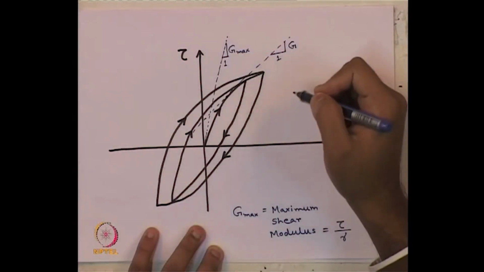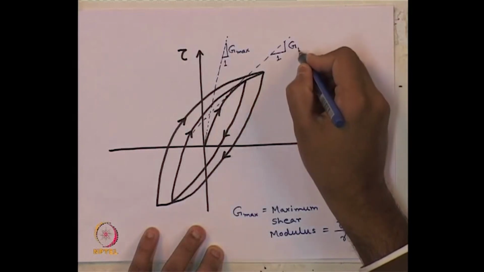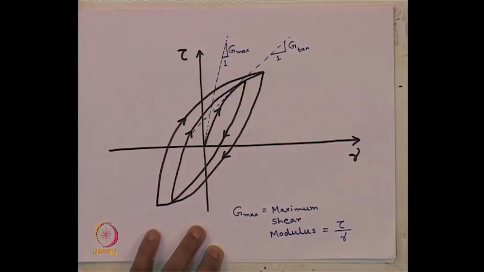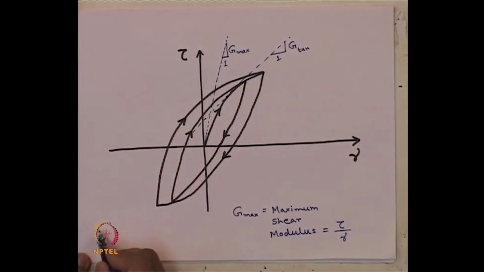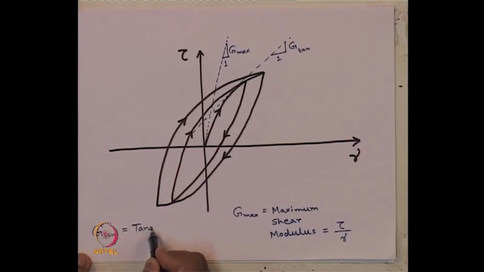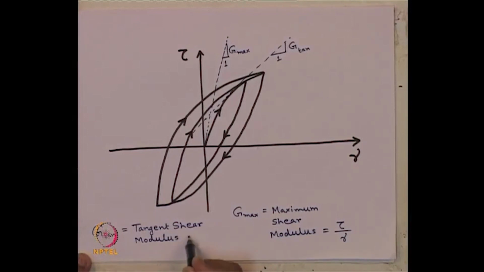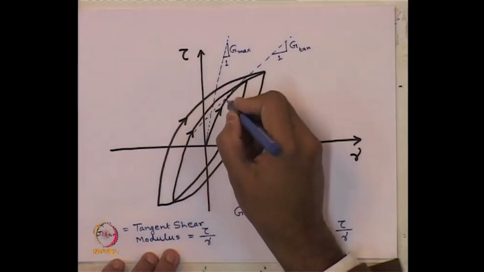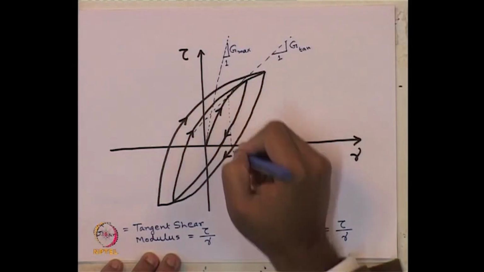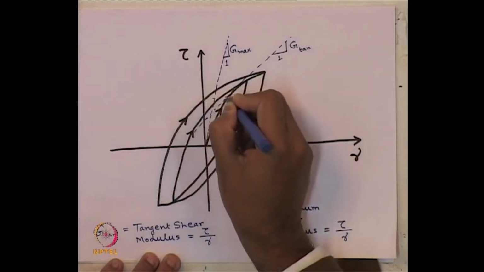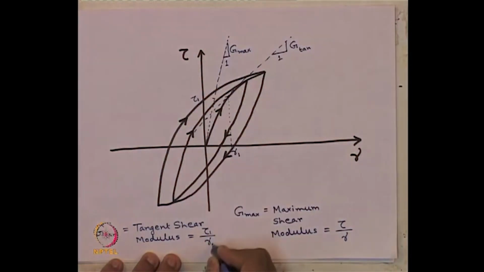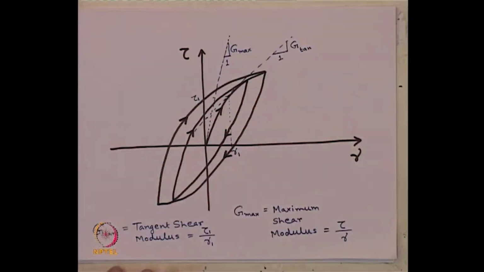What is that G called? It is called tangent shear modulus, G tan. So, G tan is nothing but tangent shear modulus. This is expressed again by tau by gamma at any particular point. Suppose at this point we have say gamma 1 and tau 1. So, it will be tau 1 by gamma 1 at that particular point.